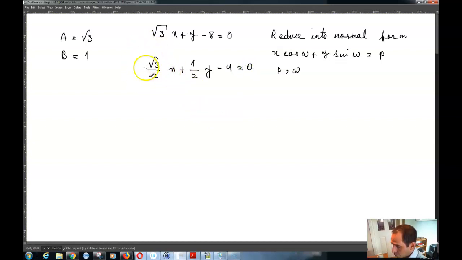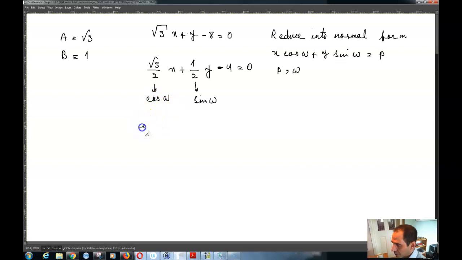And this is supposed to be cos of some angle. This is supposed to be cos of omega. This is to be sine of omega, and this is supposed to be, of course, if you write it on this side, it would be negative p. Write it on the other side, it would be p. So now, some angle whose sine is 1/2 and cos is square root of 3 by 2 is 30 degrees.